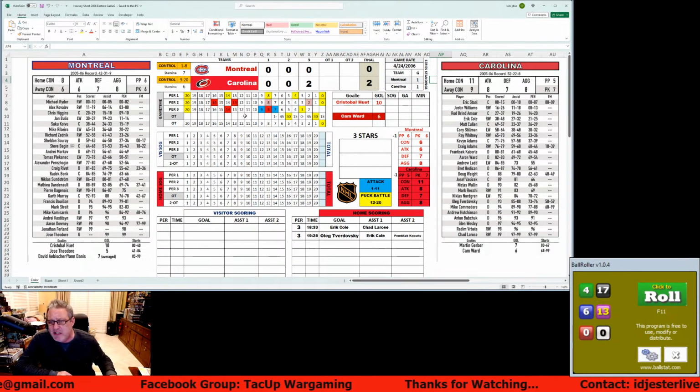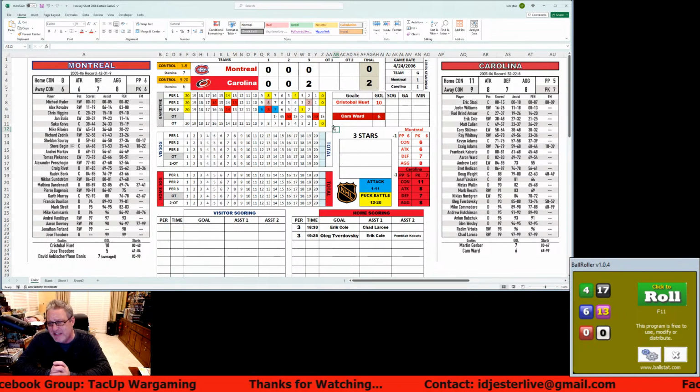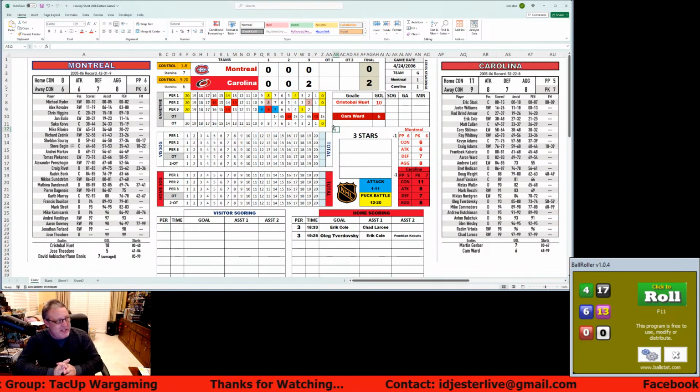Carolina had 1, 2, 3, 4. And then they scored on this one. So they only had 5 chances themselves, and then they had an empty netter here. So they only had 2, 4, 6 chances. So they didn't have a lot of chances either. Not a lot going on in this one.